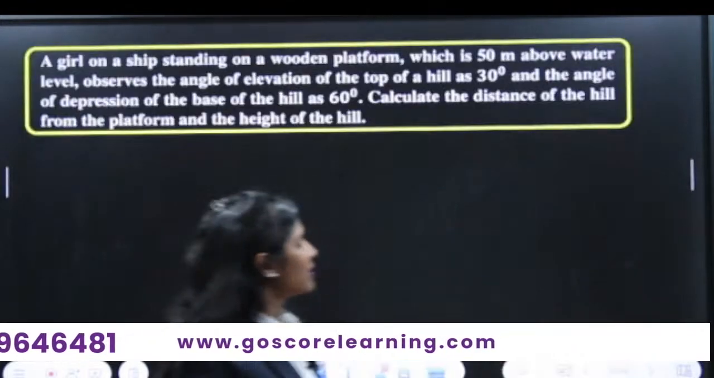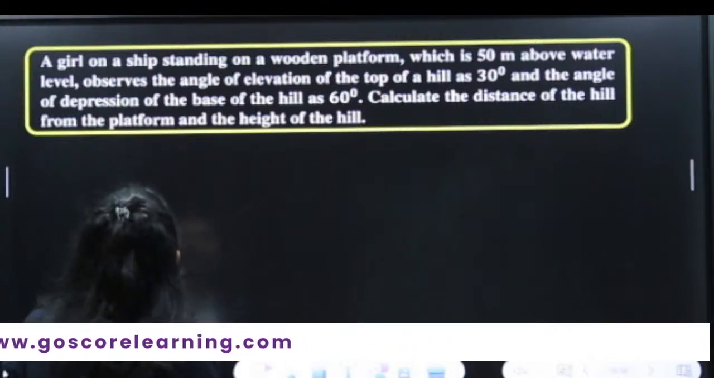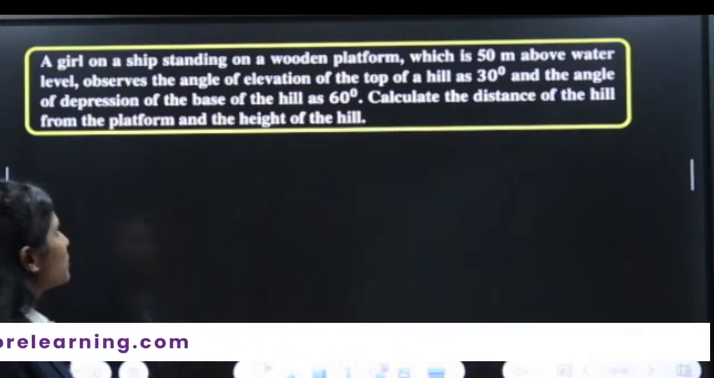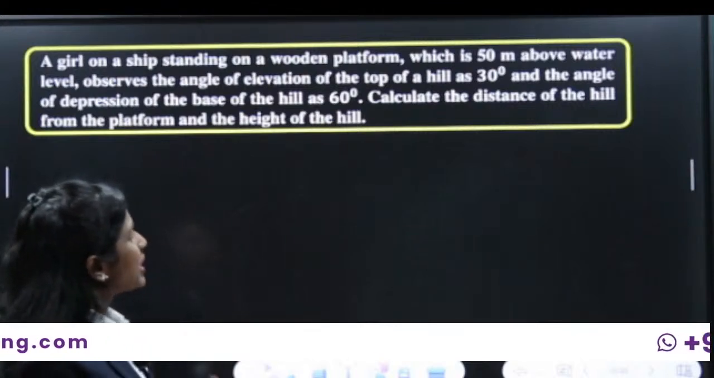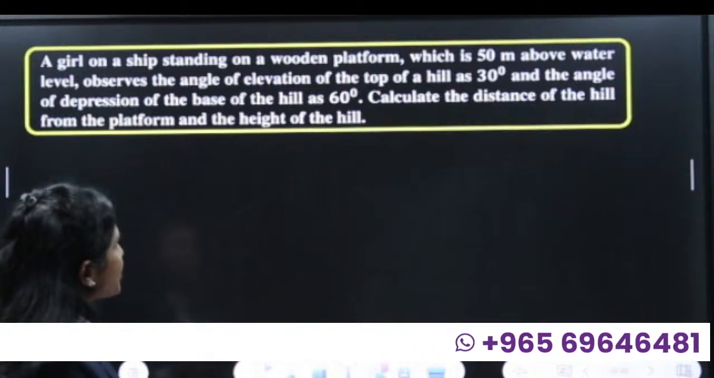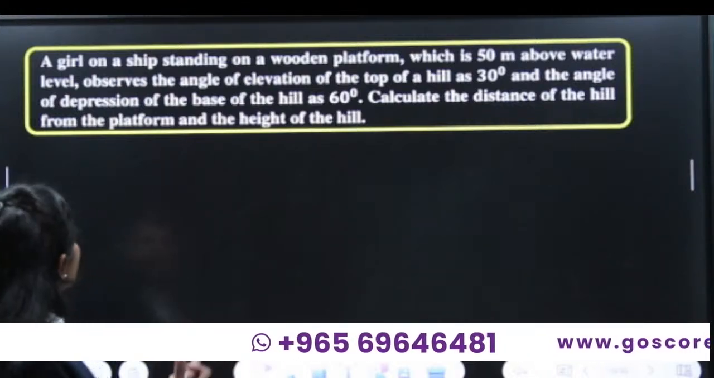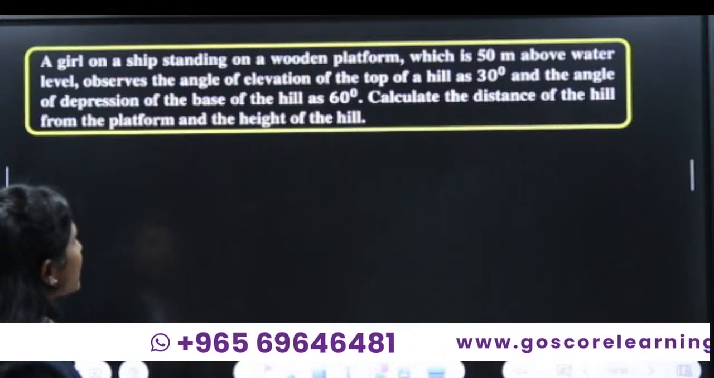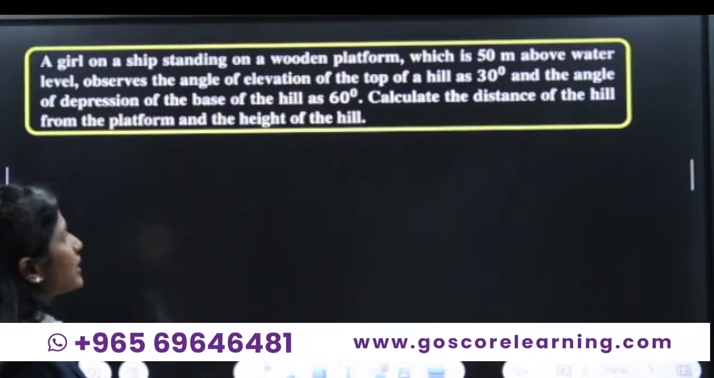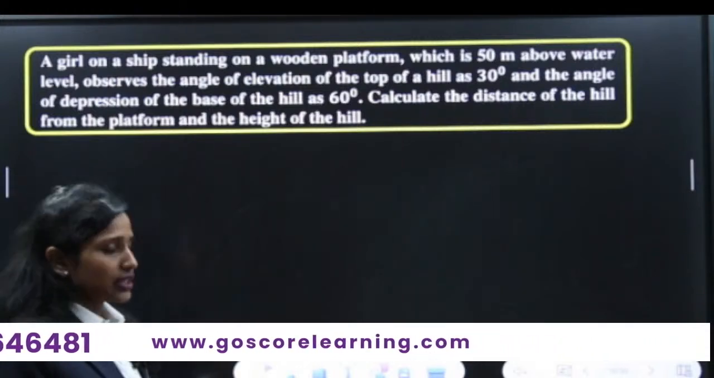Okay. Now, the next question. A girl on a ship standing on a wooden platform which is 50 meters above water level observes the angle of elevation of the top of a hill as 30 degree and the angle of depression of the base of the hill as 60 degree. Calculate the distance of the hill from the platform and the height of the hill.